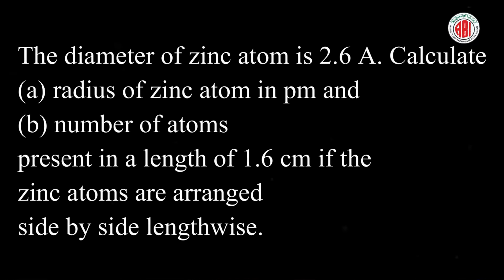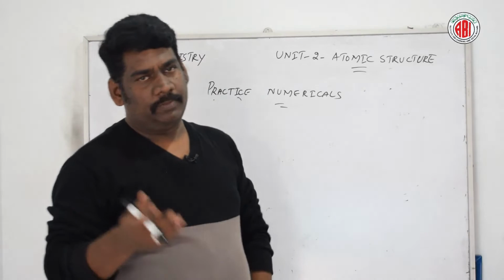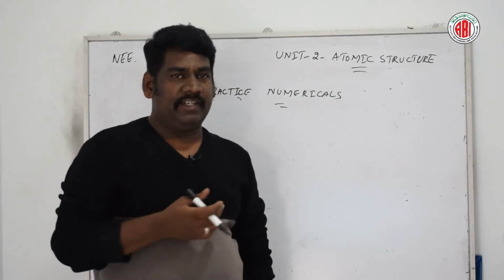The diameter of a zinc atom is 2.6 Angstrom. Calculate the radius of the zinc atom in picometer and the number of atoms present in a length of 1.6 centimeter if the zinc atoms are arranged side by side lengthwise. Okay, so let us see how to solve this problem. Before that, let us write whatever is given in the question.